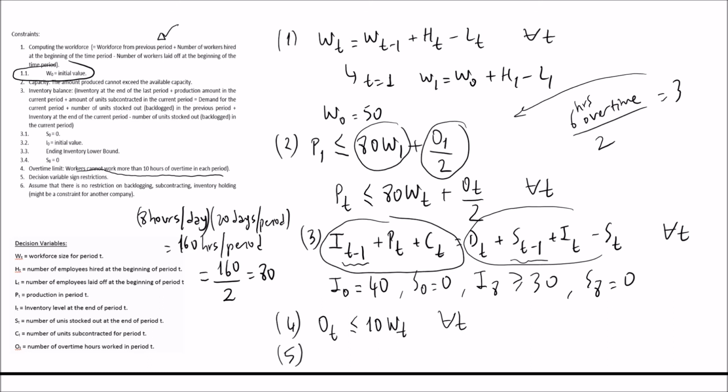The fifth constraint is decision variables. All of our decision variables are greater than or equal to 0. HT, LT, PT, IT, ST, CT, OT greater than or equal to 0 for all t values. There is this 6 here, which is not a valid constraint in our problem because we don't have any restrictions on backlogging, subcontracting, or inventory holding, but it might be a constraint for another company or another problem. So you may need to pay attention to those restrictions as well. But in our problem, it's not a constraint.